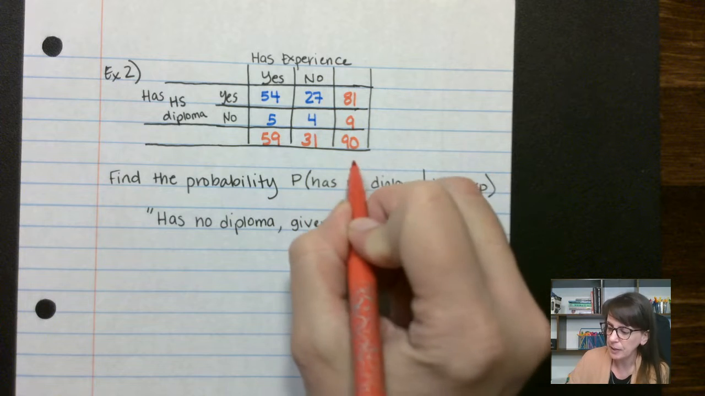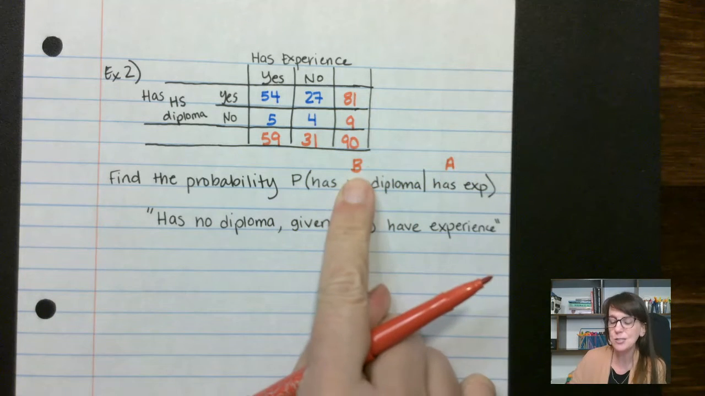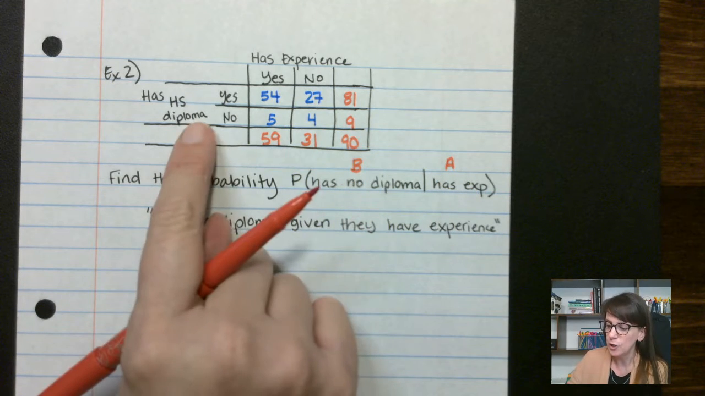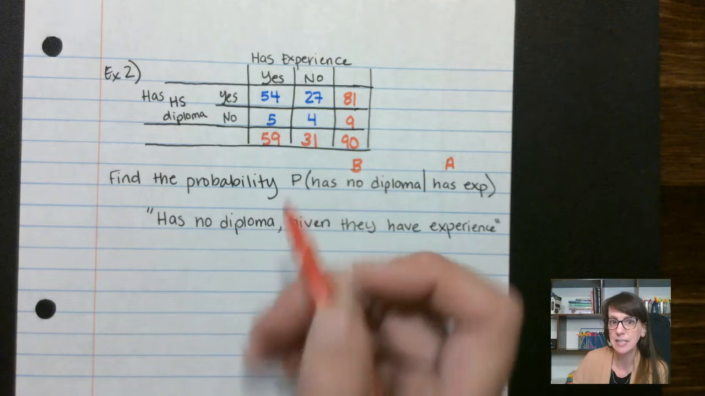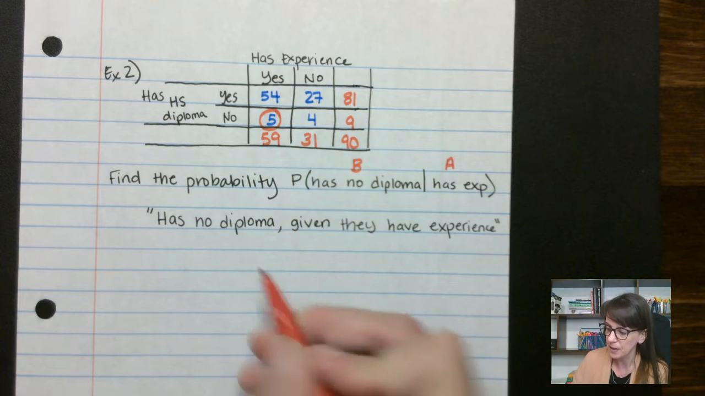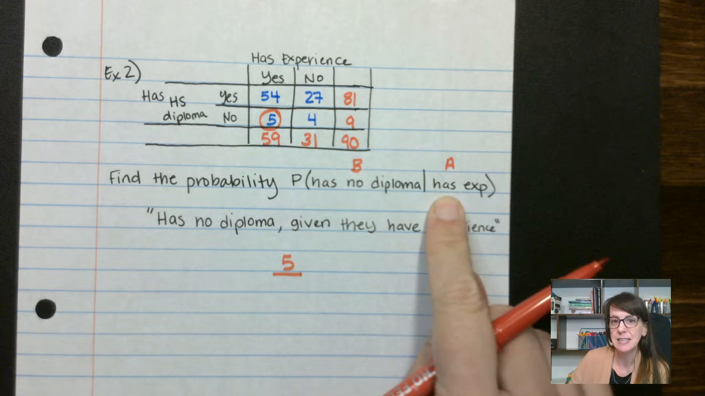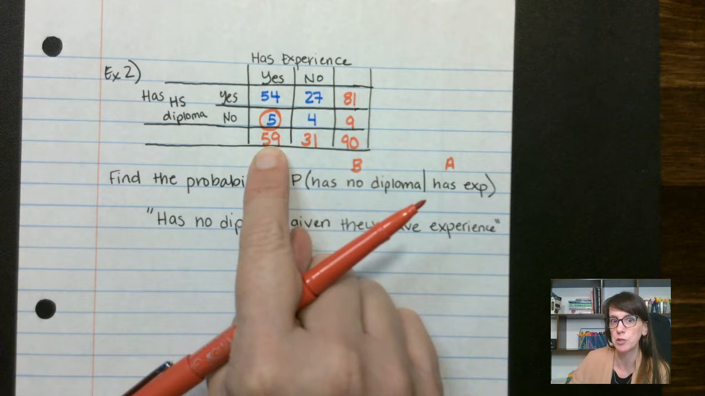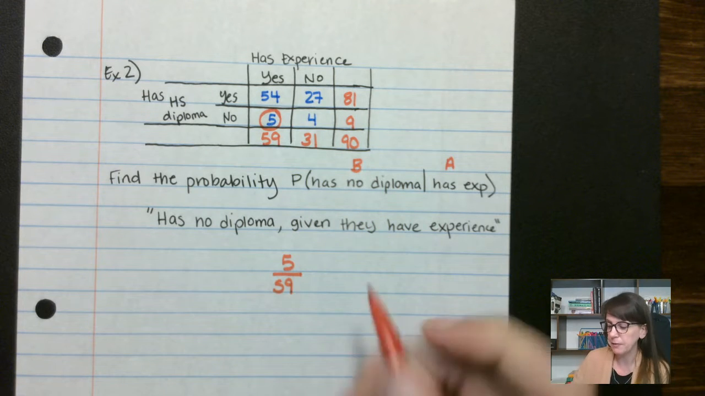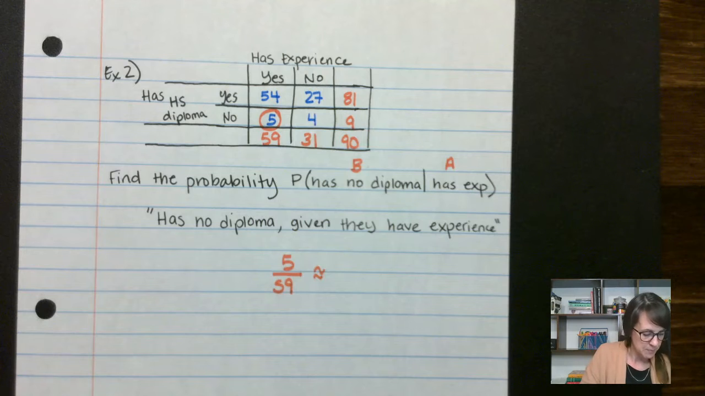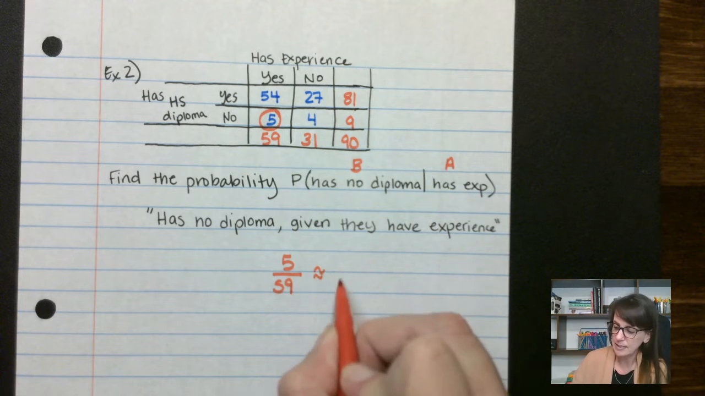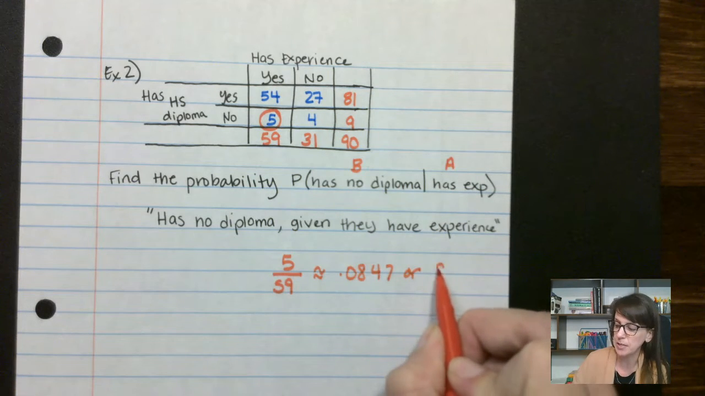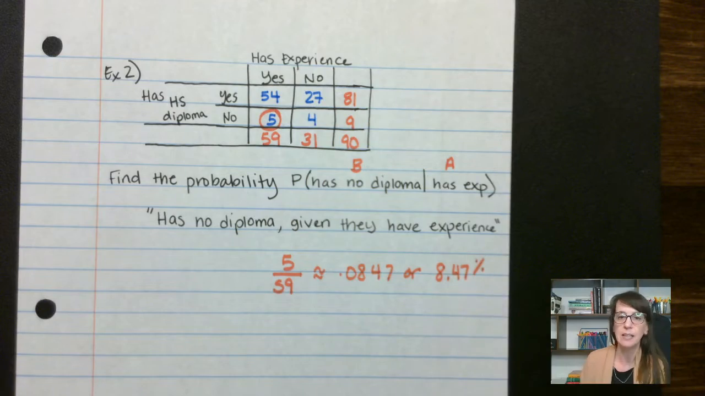So this is our B and this is our A. Has no diploma, and yes, so no diploma, yes experience. That's 5, right? We've got 5 right there. Over our A, which is yes experience. So we go to experience, yes, and we go to our total, which is 59. So it would be 5 out of 59, which is approximately, you can leave it either as decimal form, 0.0847, or you can leave it as percent, which is 8.47%.